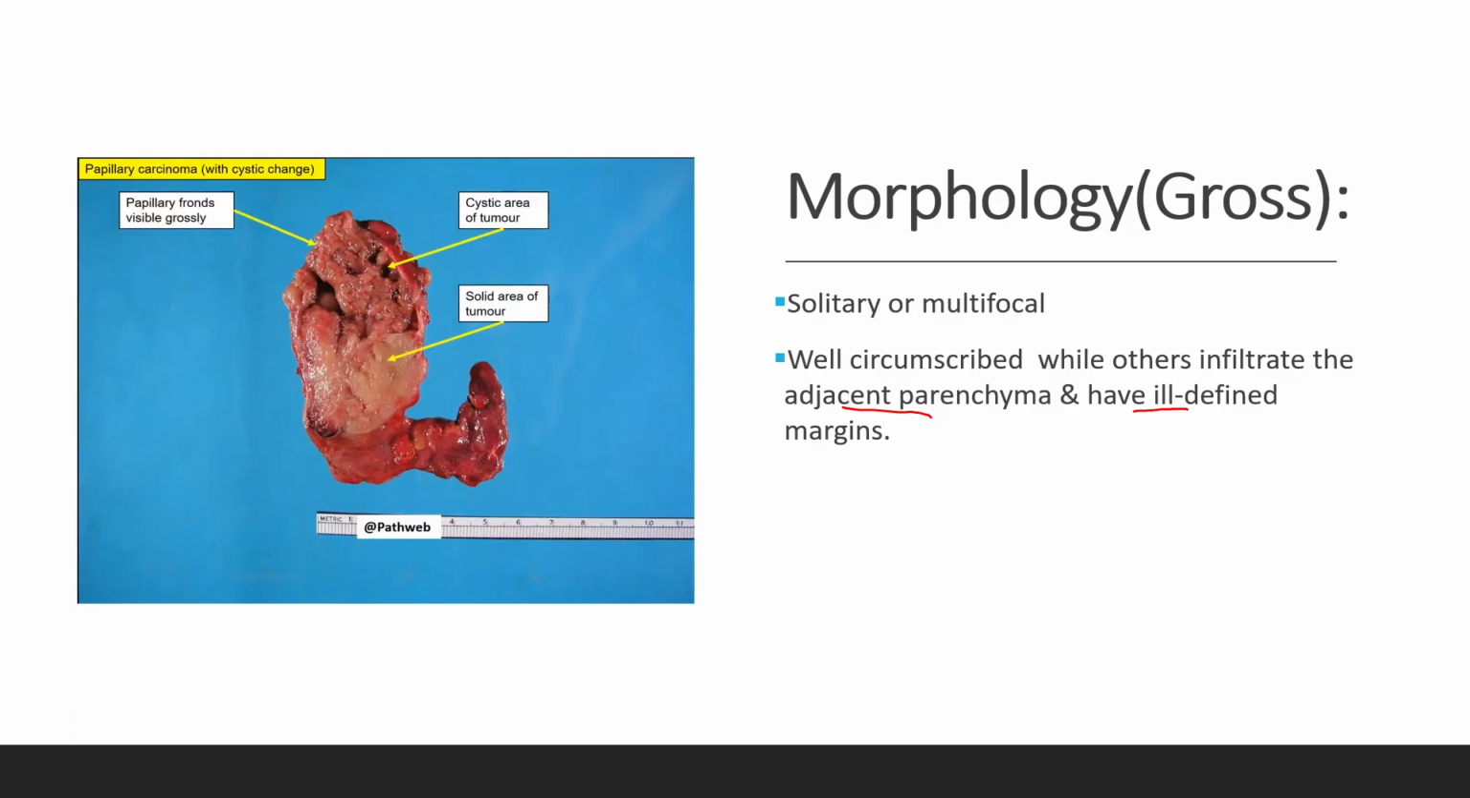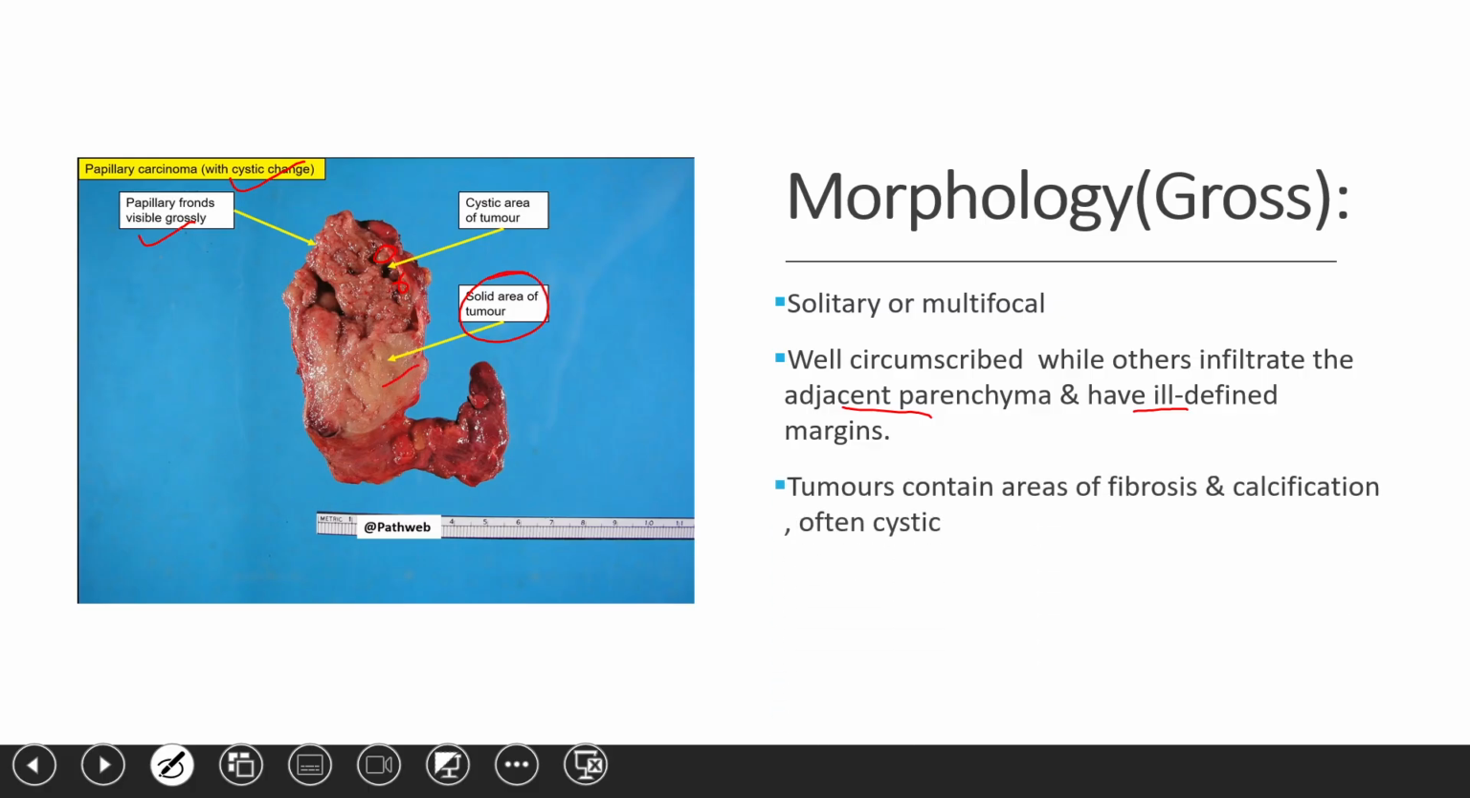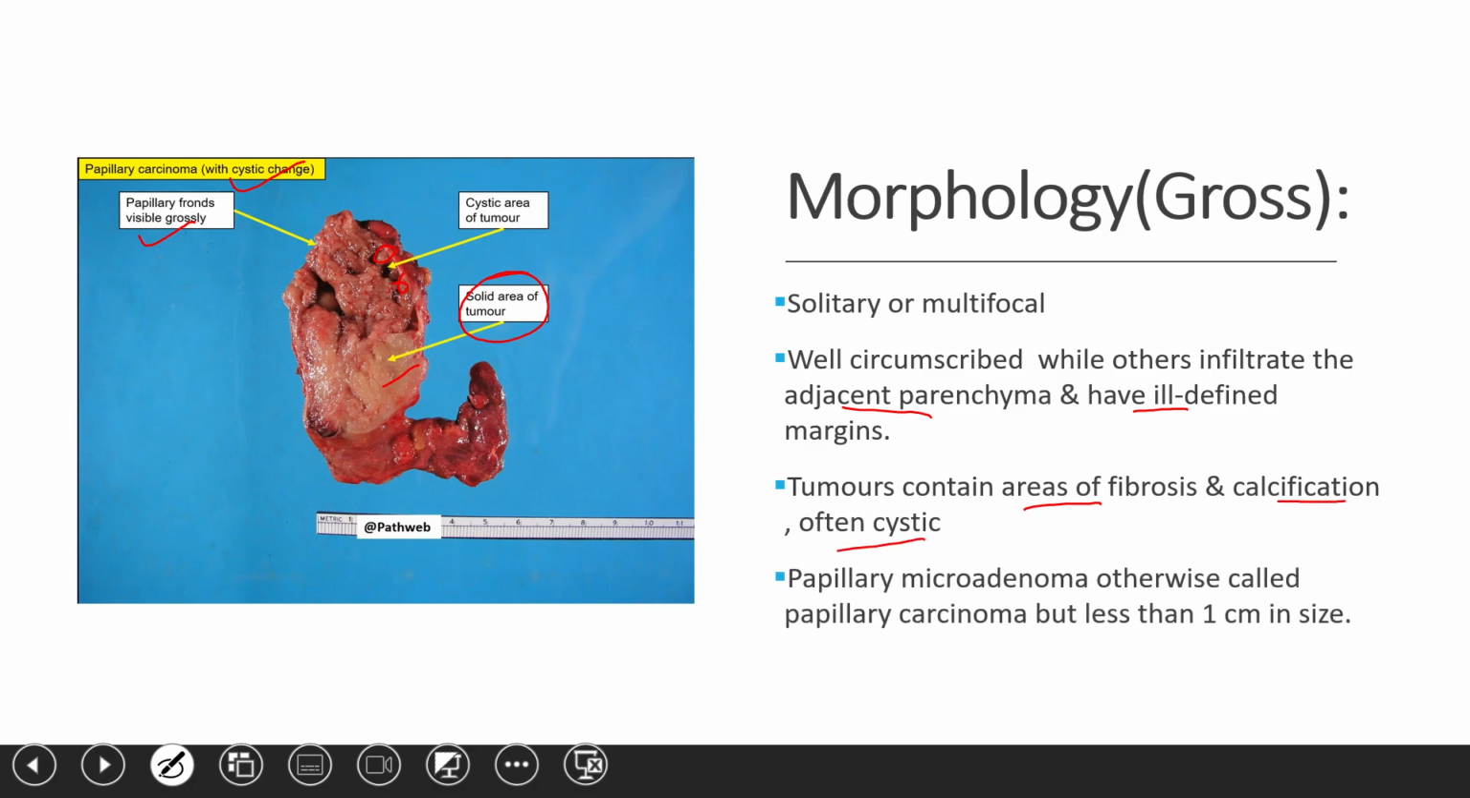Here we can see papillary carcinoma with cystic changes, various cyst-like formations in this affected region, and papillary forms visible grossly, and the solid area of tumor can also be seen here. The tumor contained areas of fibrosis and calcification, and cystic changes can also be appreciated. Papillary microcarcinoma is otherwise called papillary carcinoma, the only difference being that its size is less than 1 centimeter.